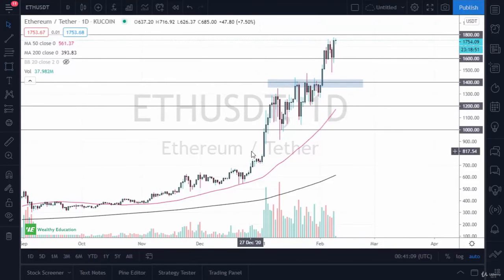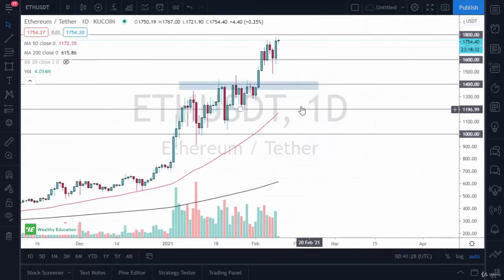You know, this is a little bit more manageable move than the Bitcoin move has been. But both have just been on an absolute tear. So with that in mind, you look at areas like this. This was previous resistance. It could be support. If we pull back there, we get a hammer, something like that. That is a potential buying opportunity.